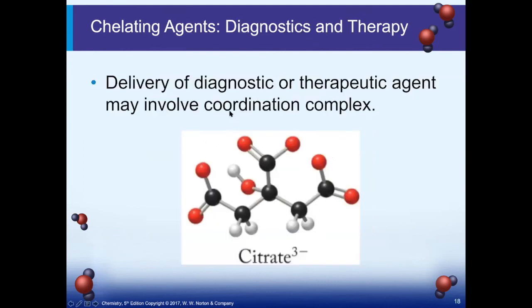Okay, a lot of times these chelating agents, like citrate, you've heard of citric acid. Well, citrate can be used as a chelating agent.